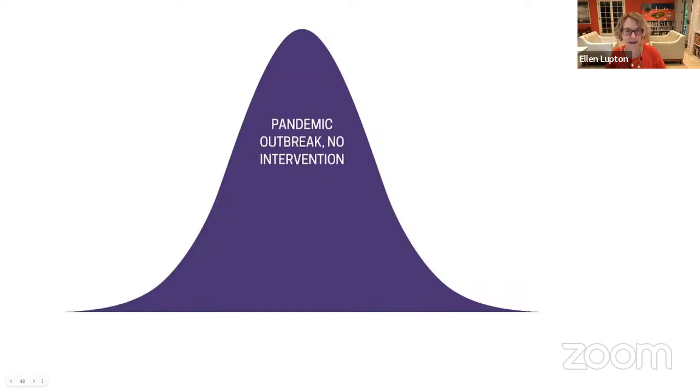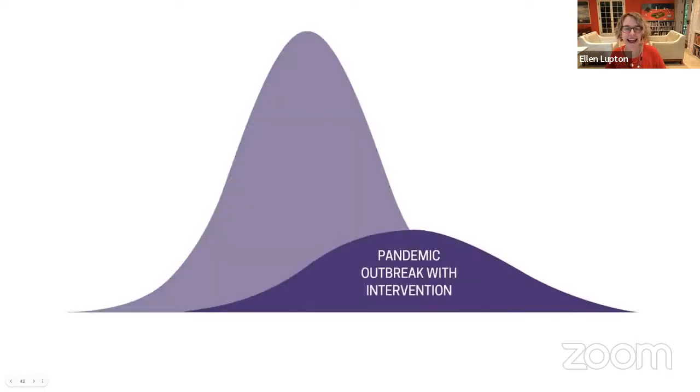So there's an outbreak with no intervention, and the goal of Flatten the Curve is to bring down that height and also to stretch out the duration of the pandemic in order to reduce the load on hospital services.